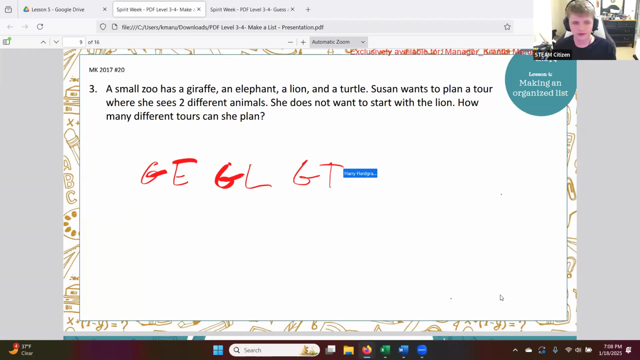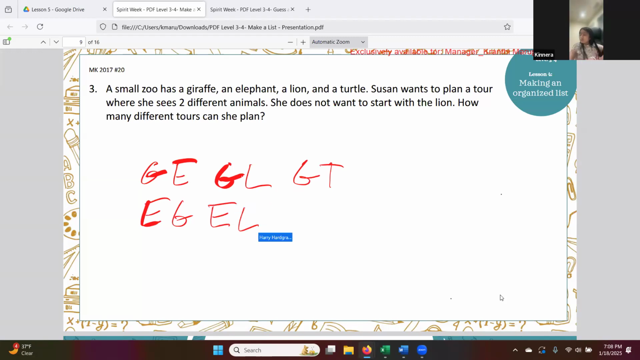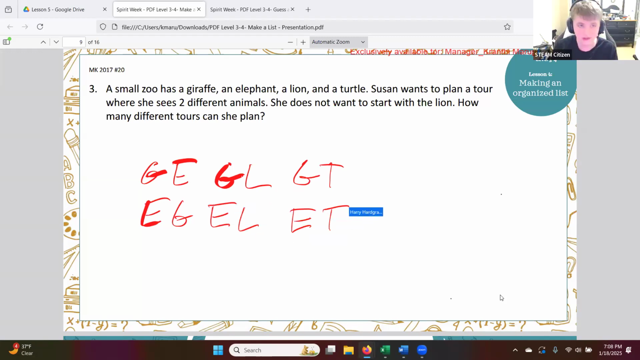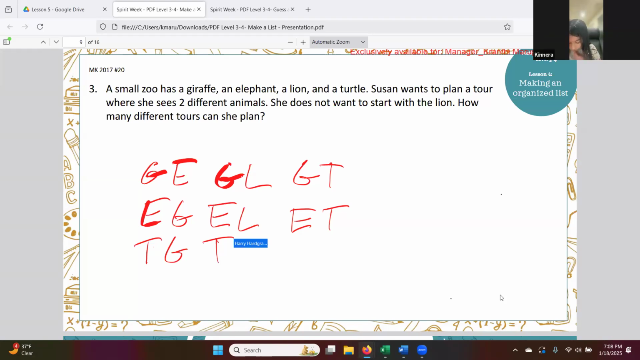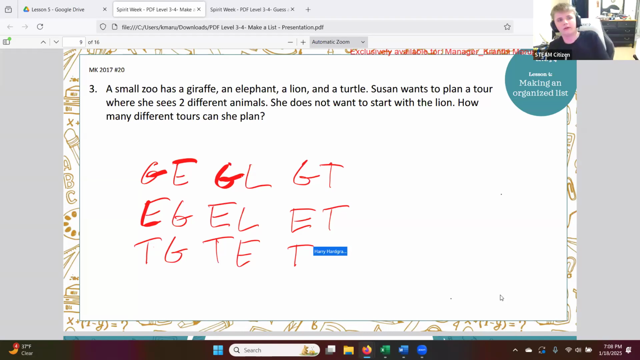Now, the next one on the list, we're going to say, hey, we're going to start with elephant. So this one, you're going to start elephant, giraffe, elephant, lion, elephant, turtle. And then we can't start with lion, so there's no row for that. And then for turtle, got to reconnect my pen real quick. We just do turtle. We start with giraffe, then elephant, lion. So you notice how I didn't have to go back and check, like, had I already done that one?